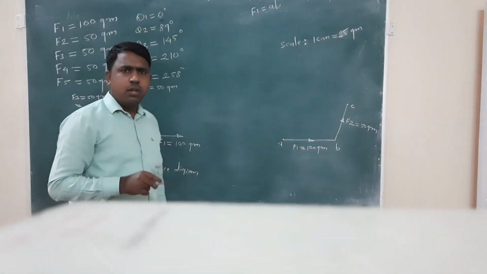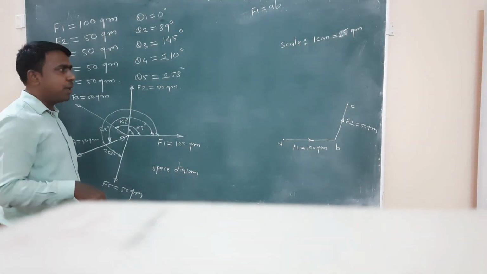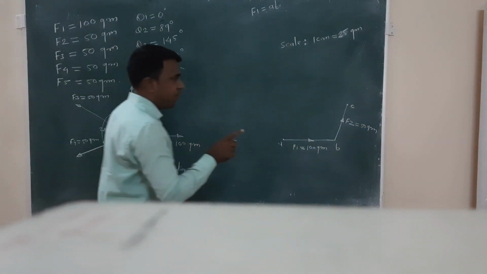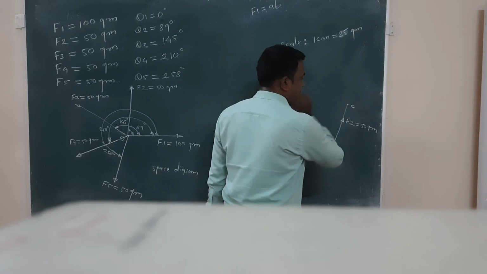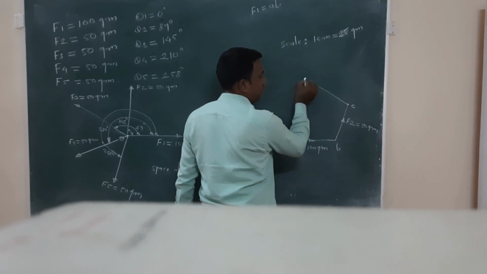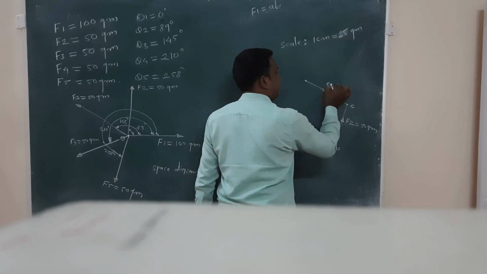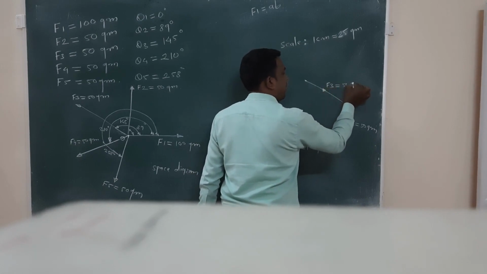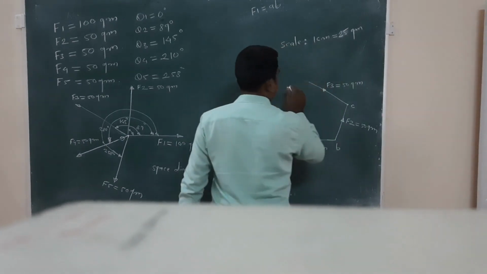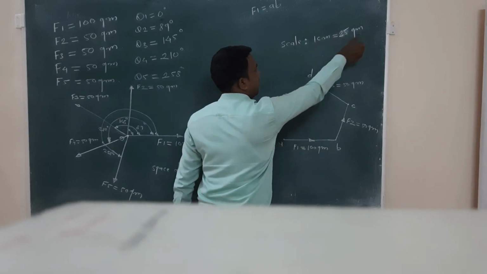Then the next force is F3. F3 is having the magnitude 50 gram. Again it is having the magnitude 50 gram, but the direction is changed. So draw the third side of a polygon, which starts from the point C and is parallel to the force F3. So this is our force F3 having magnitude of 50 gram. So this line here, C to D. The length of C to D is 2 centimeter because 1 centimeter is equal to 25 gram.